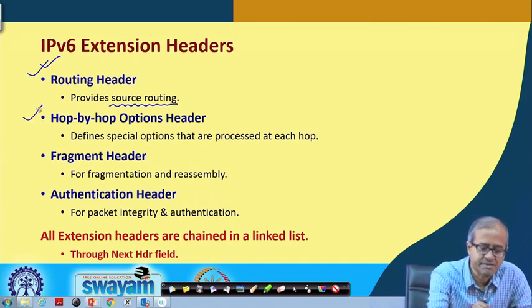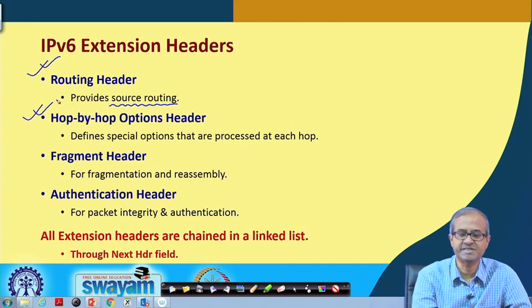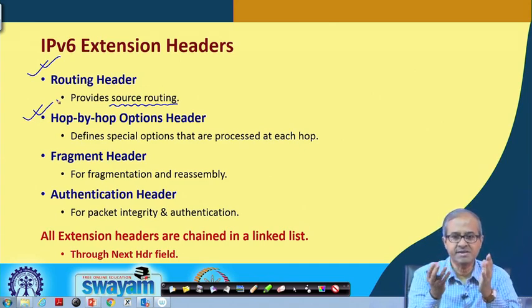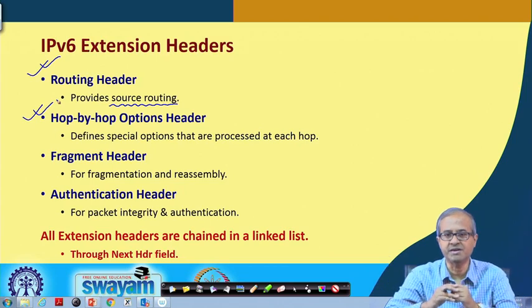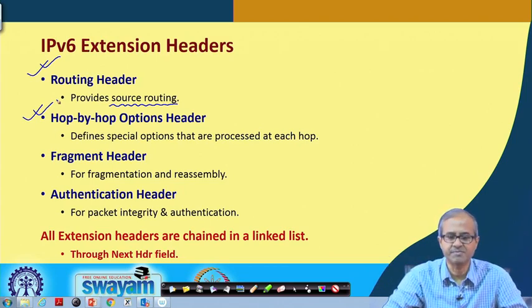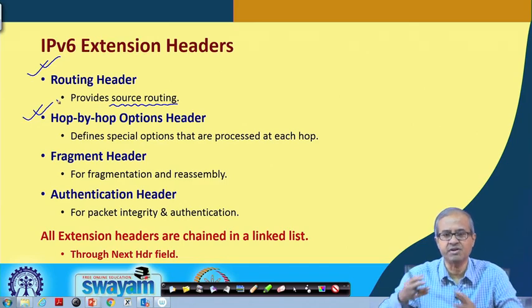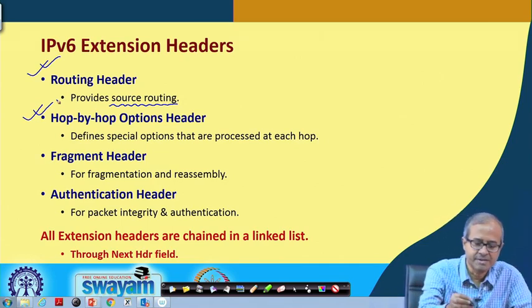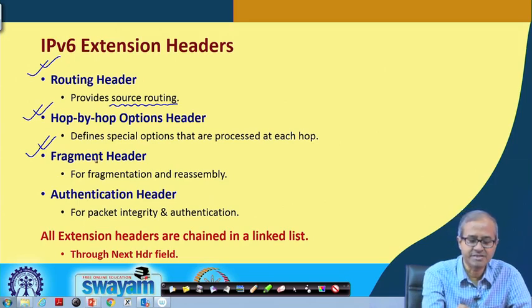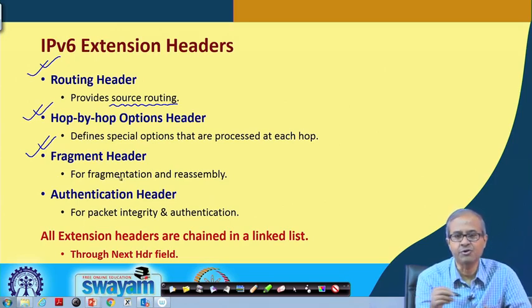Second comes the hop by hop options header. This again depends on some applications: whenever you move from one host to the other, you can check for certain conditions. Depending on that, you can decide whether to forward the packet, not forward, or do something else. Then for fragmentation, you have the fragment header. This will contain information, just like in IP version 4, which helps in fragmentation and reassembly: some flags, fragment offset, and so on.